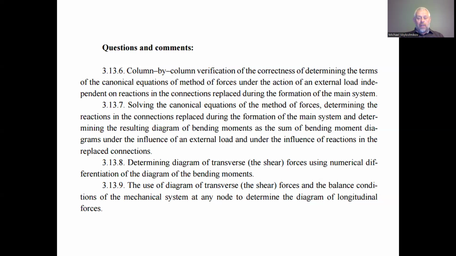3.13.6 Column by column verification of the correctness of determining the terms of the canonical equations of the method of forces and the action of the external load dependent on reactions of connections replaced during the formation of the main system. Usually, we now have the confirmation of the correctness of finding the displacement by the universal approach when we use the total unit bending moment diagram. We have to do column by column verification of the correctness of the determined terms of the canonical equations.